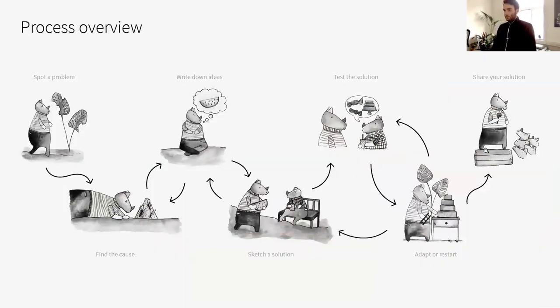So just to recap, the process looks like this. You spot a problem, figure out what's actually causing the problem, ask why a bunch of times, write down your ideas, all the crazy ones and all the good ones and all the bad ones, pick out one or more and try to turn it into something tangible, test it and talk to people about it, and then either fix it or ditch it. And as you can see, the arrows go 100 directions in this, because it is an iterative process. It's not a thing where you go from A to C and that's the way it works. It is very organic in a way.